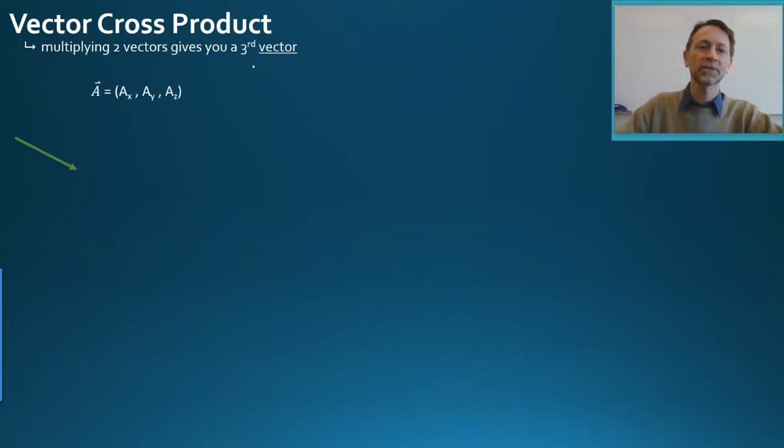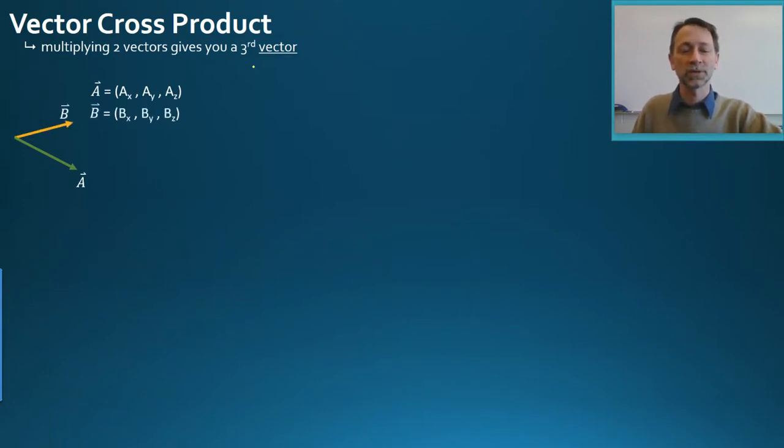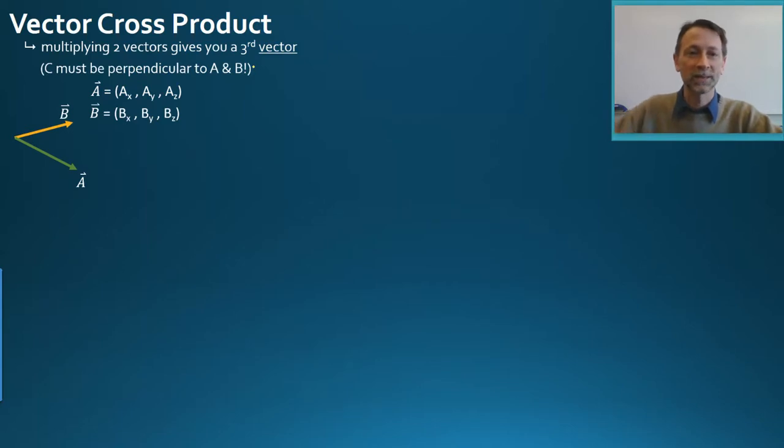So maybe I have this vector A, which goes in this direction, AX, AY, AZ. I have vector B, which goes in this direction, BX, BY, BZ. Then whenever I draw C, C has to be perpendicular to A and to B. So C must be going up in that direction. And the way that I would find it is by doing this, A cross B.